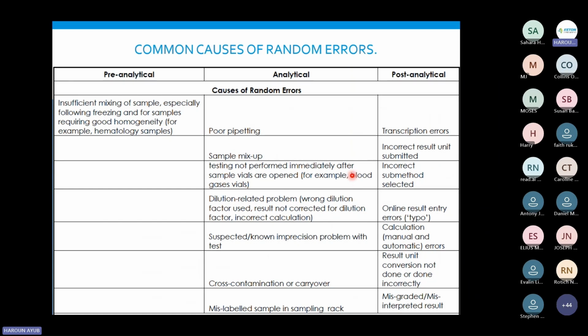Testing not performed immediately after some vials are opened, for example for blood gases and so on. So remember, if you're doing blood gas, when you open, you run it immediately. Once you reconstitute your EQA, run it immediately. Or if you're not running it immediately after reconstitution, put it at 2 to 8 before you run. If you freeze it, remember, you have to thaw it only once. But the best thing is, before you freeze that particular EQA sample, make sure you run it.